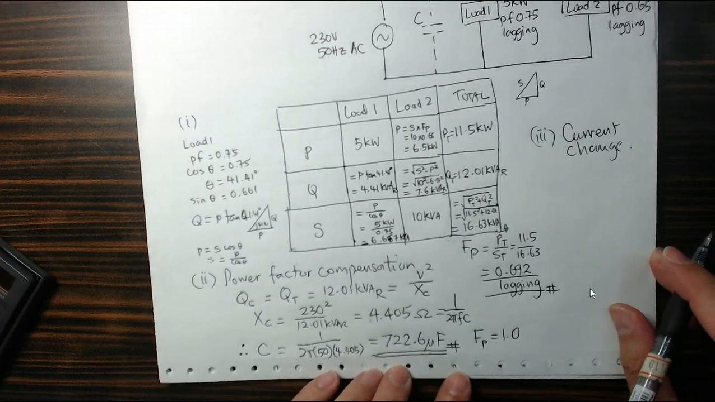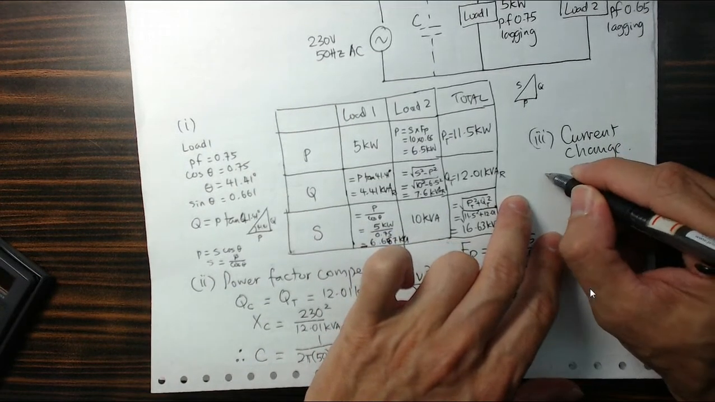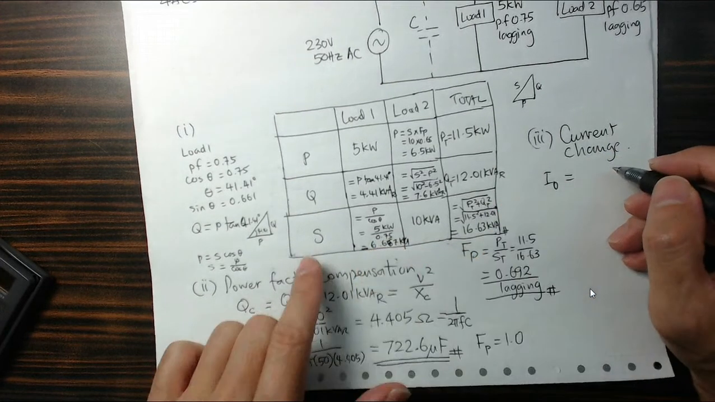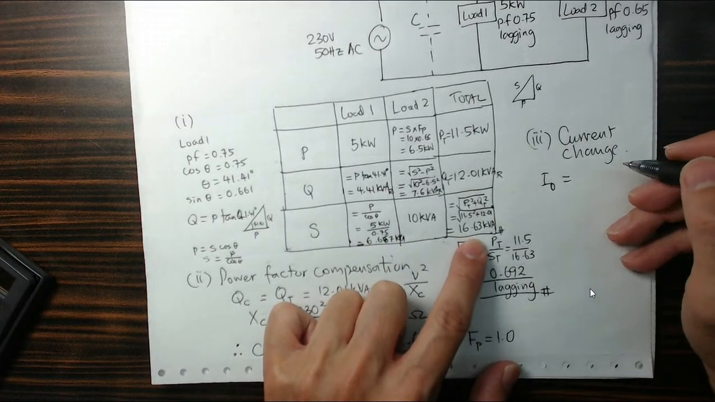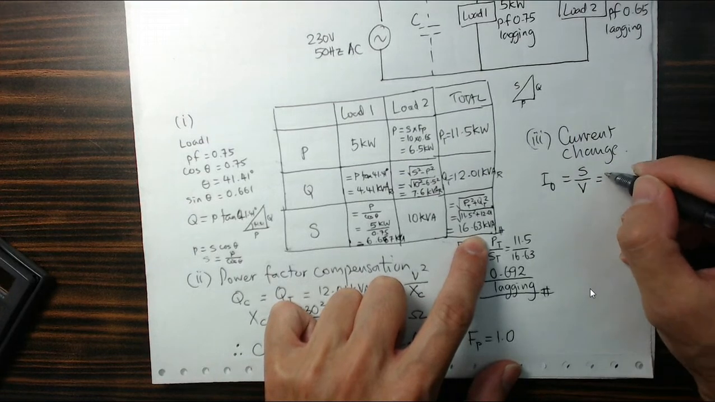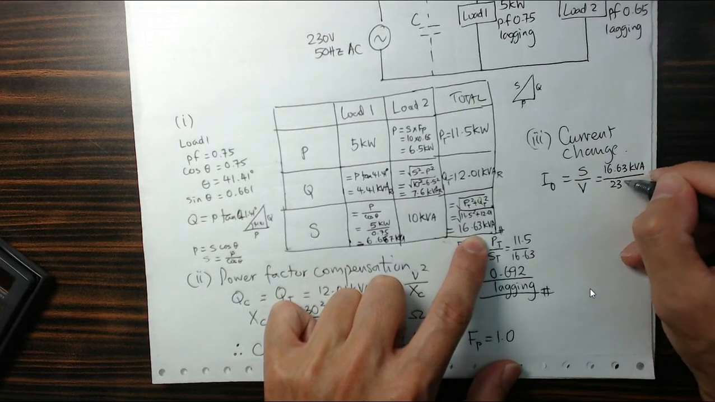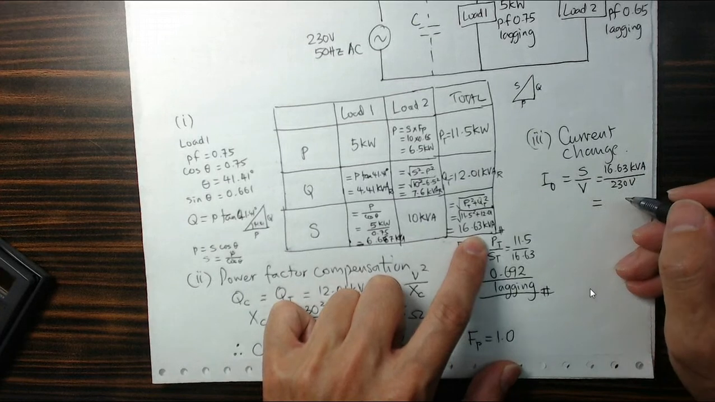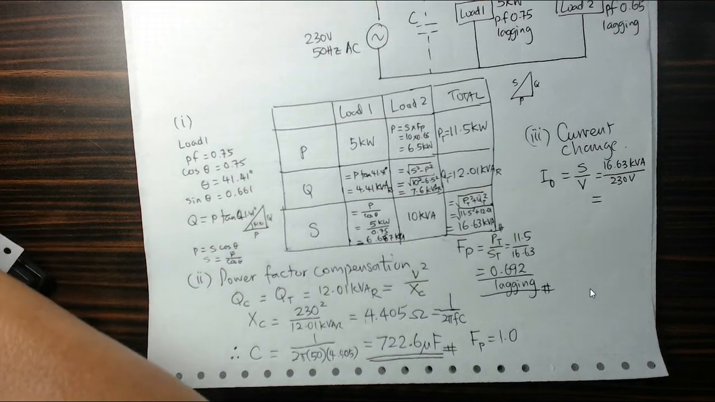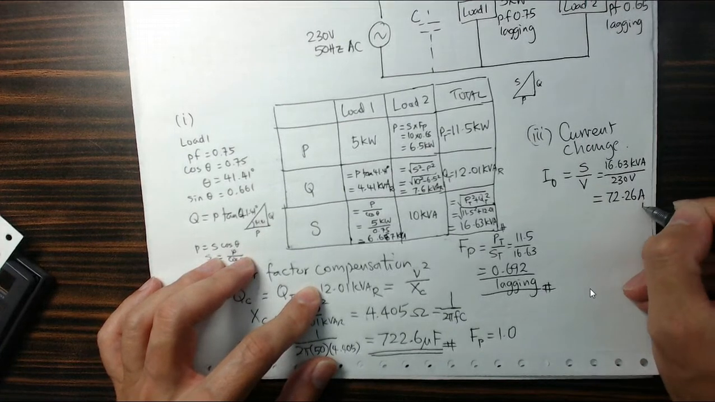Right? Now, the final part is determining the difference in the current. The original current I original is just the original total apparent power, S, divided by the voltage, which is 16.63 kVA divided by 230 volt. That gives me a current of 72.26 ampere per phase. Right?